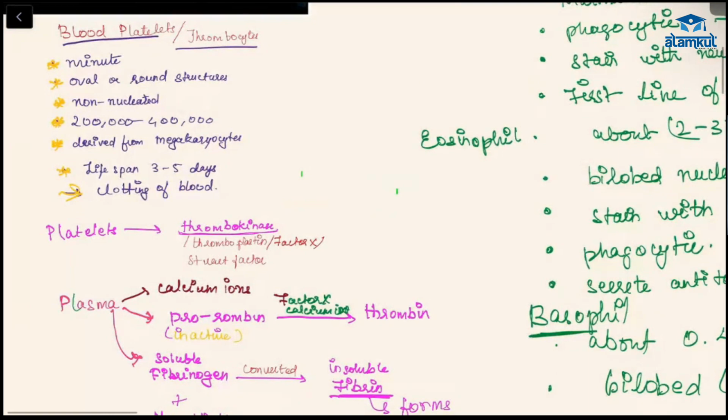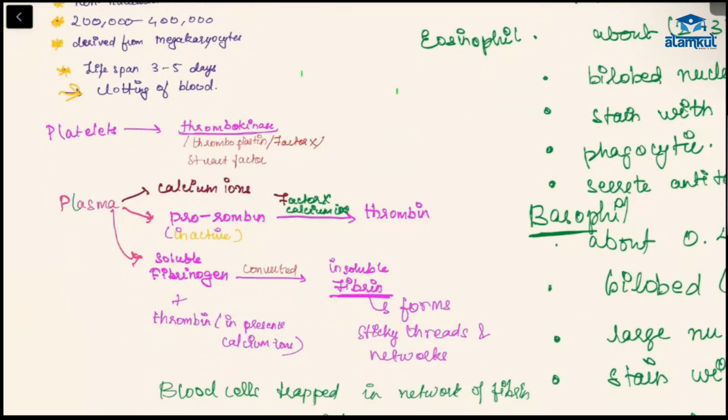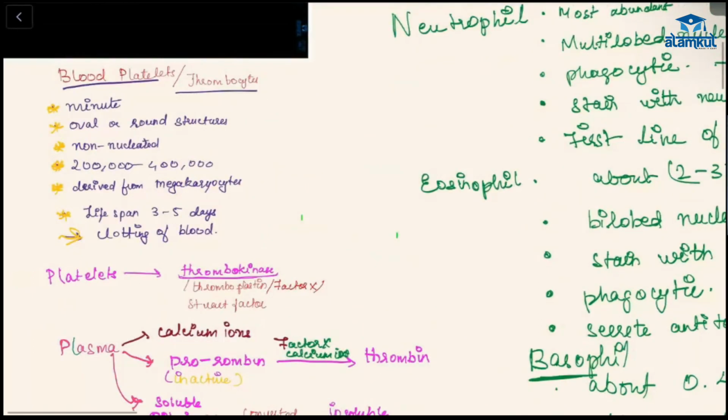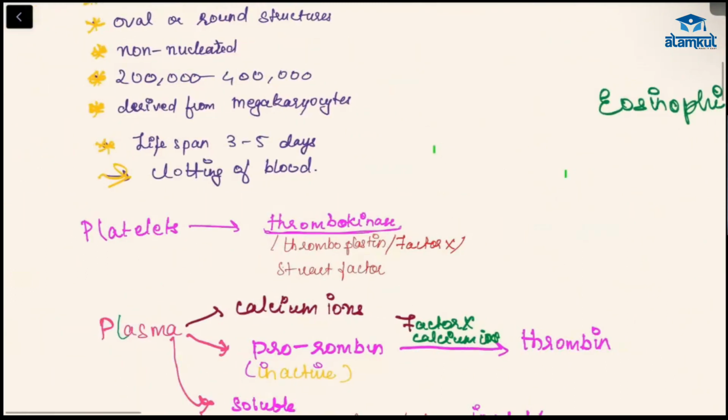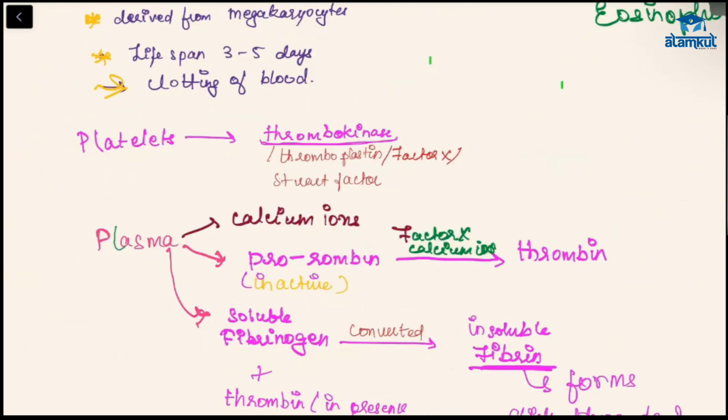Now these thrombocytes are platelets, and they are very small, round or oval in shape, and non-nucleated, which means they don't have a nucleus. They come from the megakaryocytes. Thrombocytes is just another name for platelets. Now these platelets contain thrombokinase, an enzyme. Understood, Safiya?